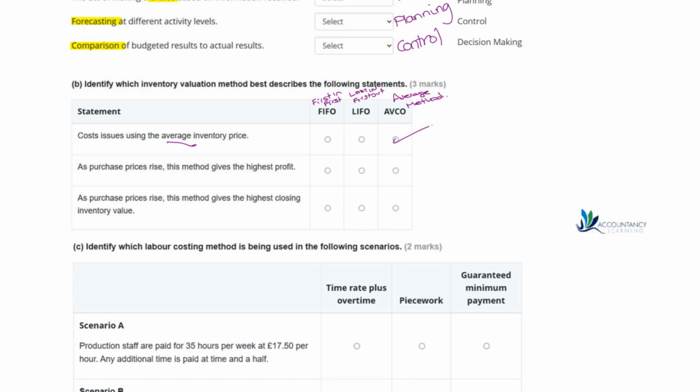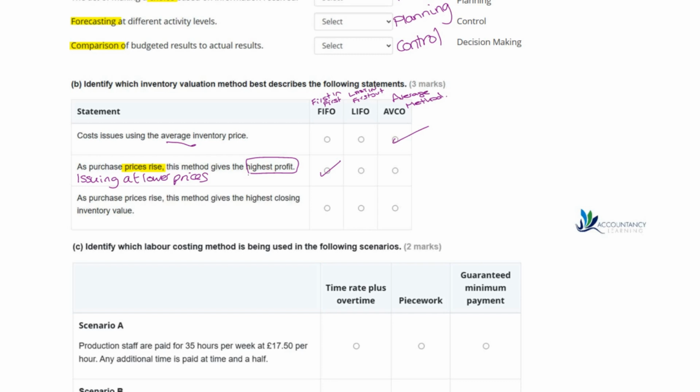As purchase price rise, this method gives the highest profit. So as purchase prices rise, it gives the highest profit. So this is going to be first in, first out. Because the prices are rising, it means we're issuing at lower prices. So as the prices get higher, the oldest stock is going first, which is at a lower price. So because it's at a lower price, it's going to increase the profit. It's going to give the highest profit.